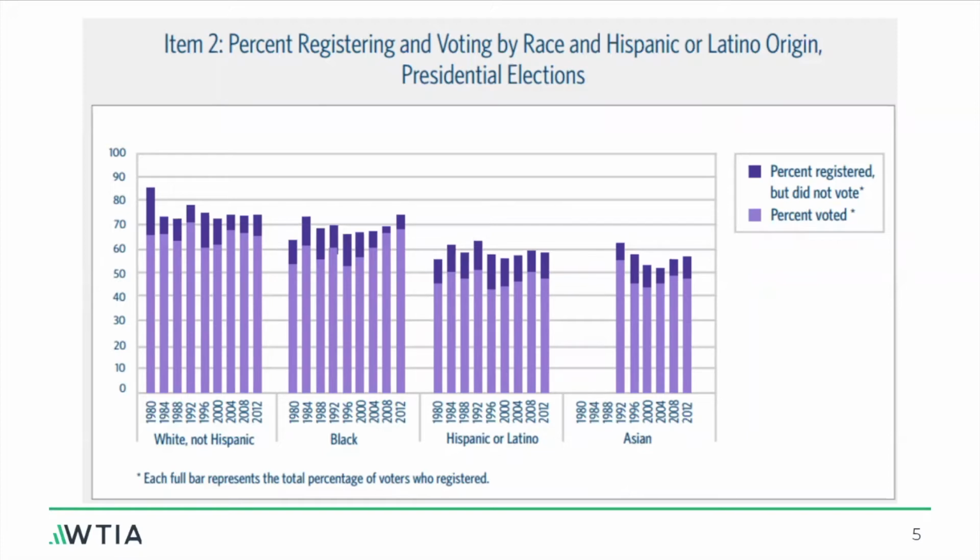And so the colors on the bars, the light and dark purple, sum together to show you the total number of folks that are registered. But then it gets segmented down to show you the ratio of those who did vote and those who did not vote of that category.